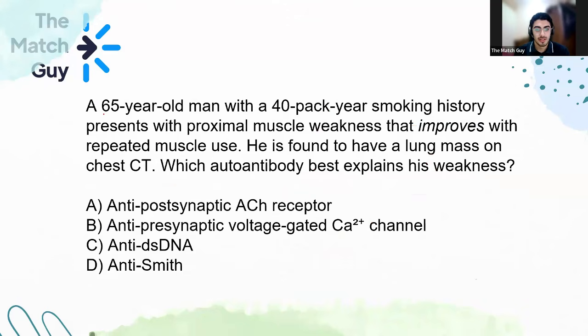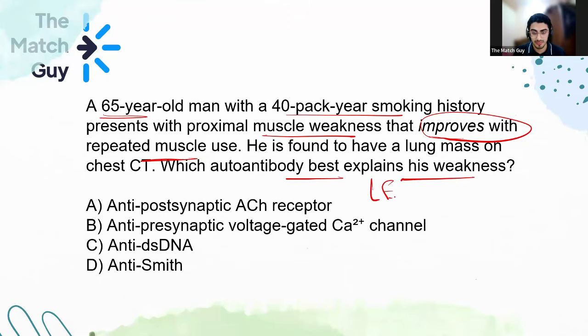All right. So a 65-year-old man with a smoking history and muscle weakness that improves with repeated muscle use. Which autoantibody explains this weakness? Amazing, guys. As we mentioned, this is Lambert-Eaton myasthenic syndrome, and it's basically autoantibodies against the presynaptic calcium channels. Excellent.